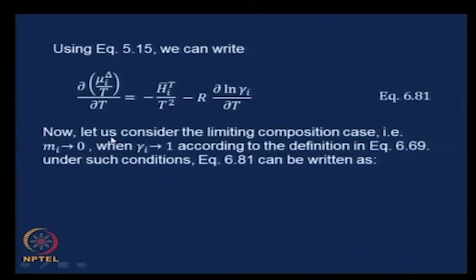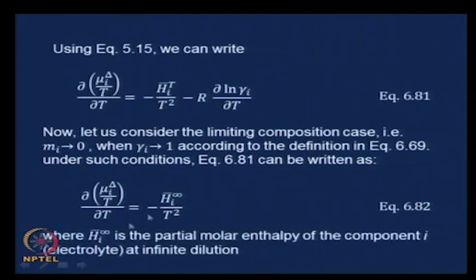And now, let us consider the limiting composition case, that is m_i tending to 0 when gamma_i tends to 1, and according to the definition given in 669, under such conditions equation 681 can be written as dou mu_i triangle by T dou T equals minus H_i infinity hash, the partial molar value at infinite dilution, divided by T squared, equation 682, where this is actually called the partial molar enthalpy of component i, which is the electrolyte at infinite dilution.